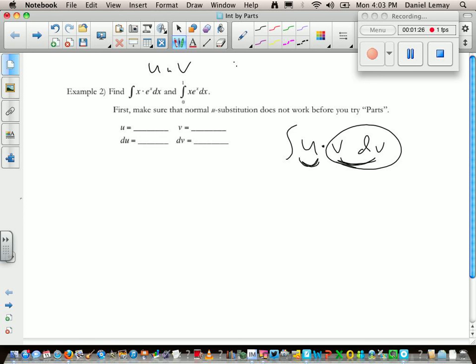And what you try to do with this is pick one function that's really easy to differentiate, and one function that's really easy to integrate. Now with this one, it would be kind of a toss-up what you use when. So there's this little, what's it called? Mnemonic that'll help us decide which one to use for u.